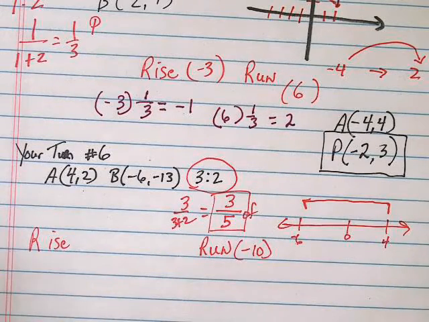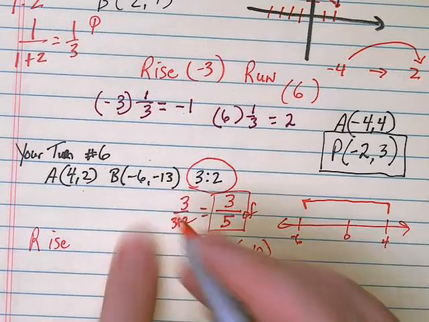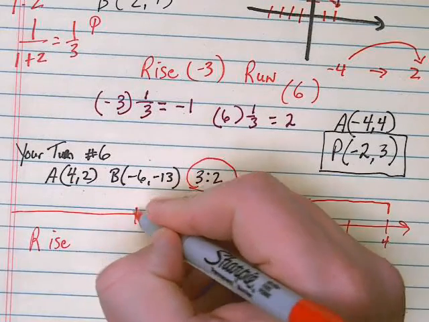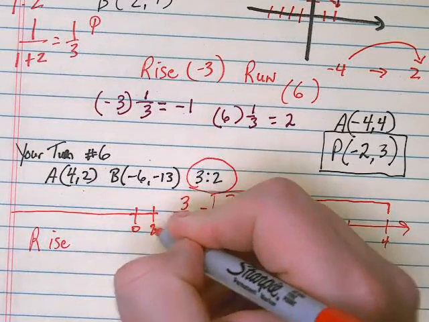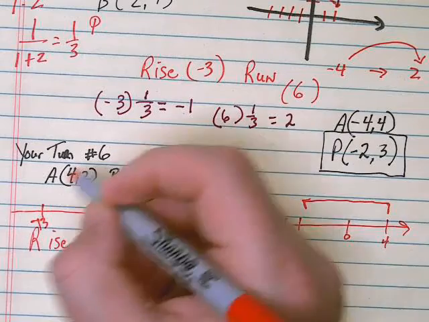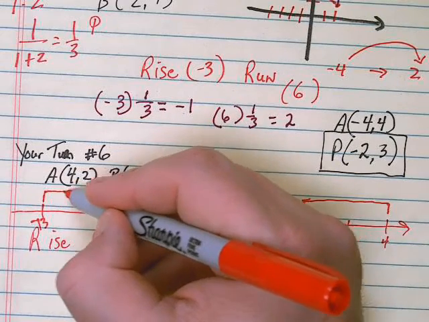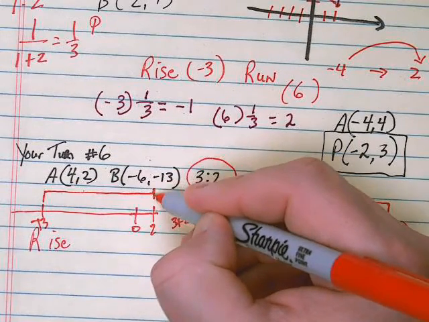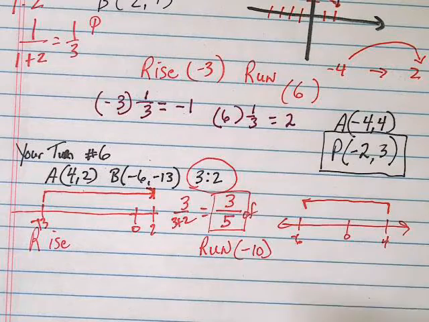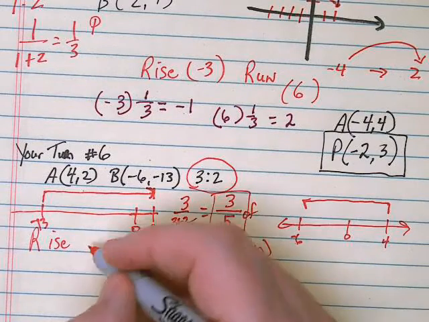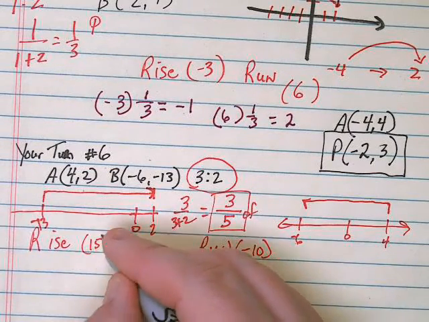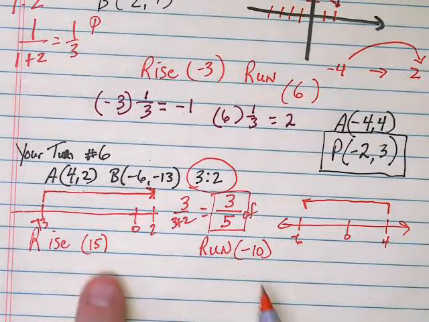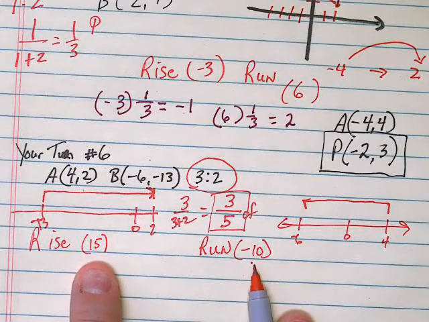Okay, let's do the rise. We're still going to look at it as a number line. Now we're going from negative 13 to positive 2. If I start at negative 13, I go all the way to positive 2. How far did I go? 15 units. Do I go positive or negative? Positive. Garrett, does that make sense? Does everyone see how I found the run and the rise?